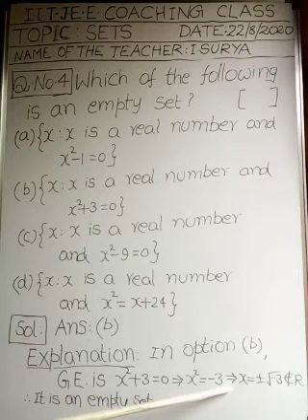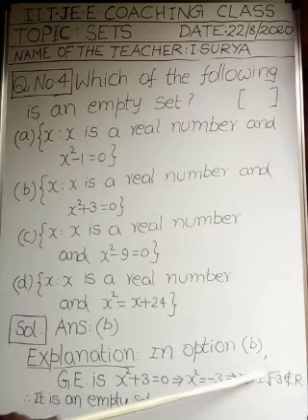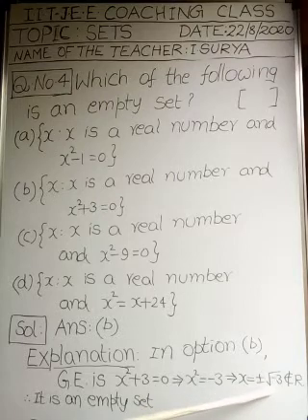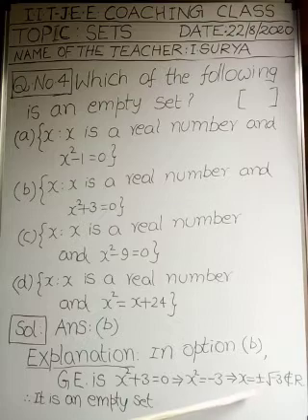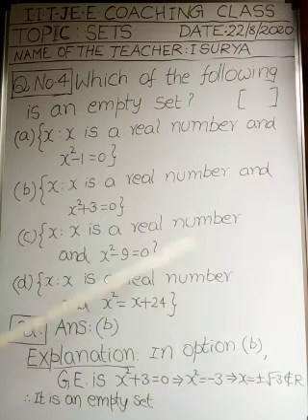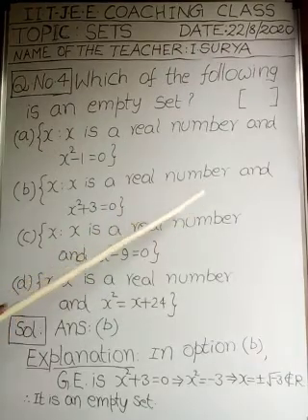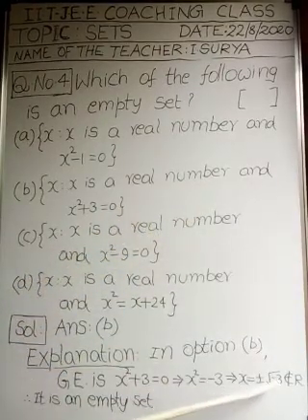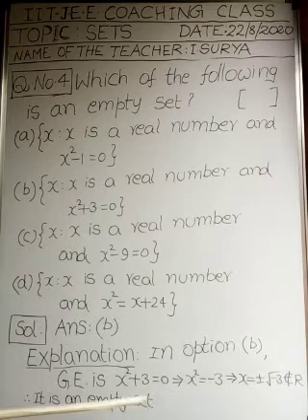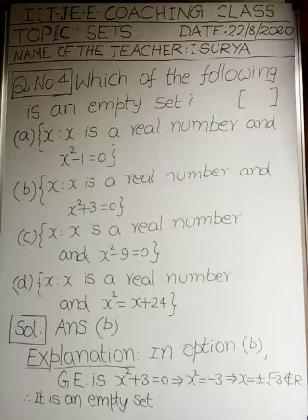Right. This implies x is equal to plus or minus square root of minus 3. Understood this step, my children? Right. If you observe this number, this is not a real number. But what is given? It is a real number. This set is a real number. So this x value is not a real number. Therefore, this set is an empty set. Understood, my dear children? Right.